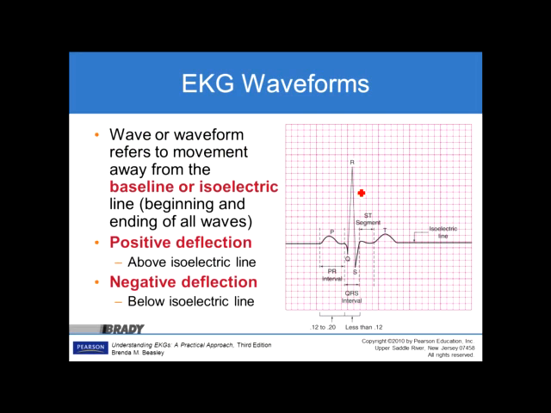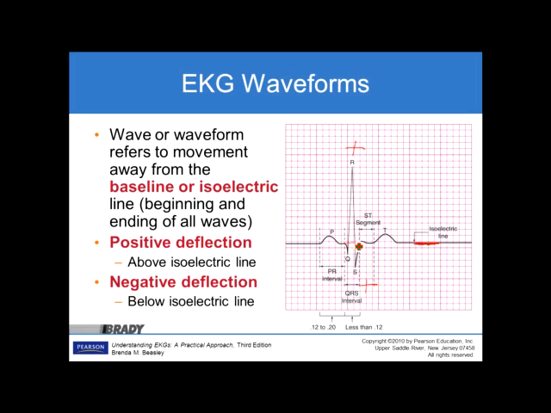Wave or wave movement refers to the movement away from the baseline or isoelectric line, the beginning and ending of all waves, which is this right here. This is the isoelectric line. So this is going to be our standard here of what 0 amplitude is, or 0 degrees. A positive deflection, meaning that it's headed towards a positive electrode, is anything that is above the isoelectric line. A negative deflection would be below the isoelectric line.